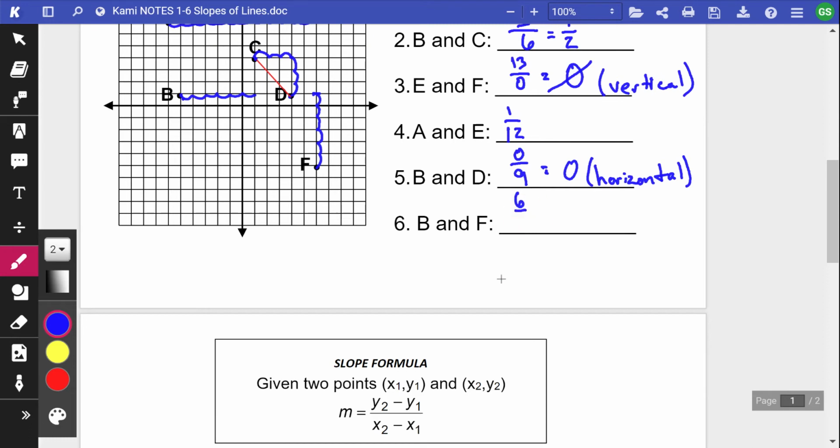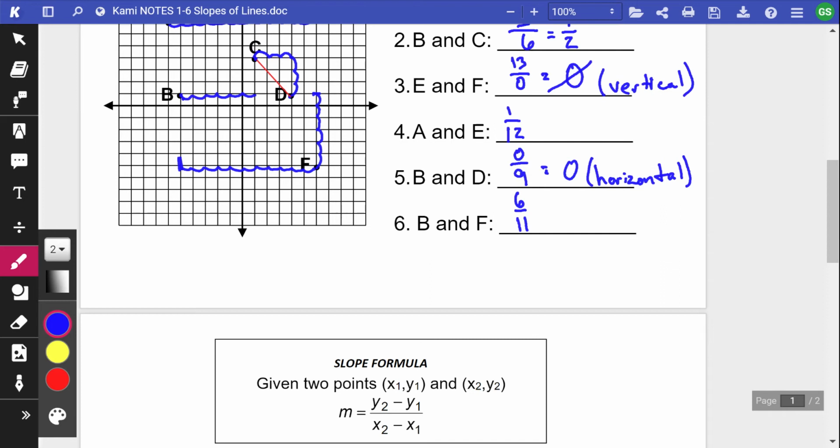And my run is, I'm going to go from B. So B is right here. I'm going to count over to that line right there. So 1, 2, 3, 4, 5, 6, 7, 8, 9, 10, 11. So I counted 11 over. Okay. So my slope is 6 over 11.